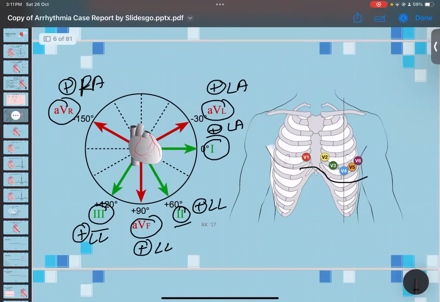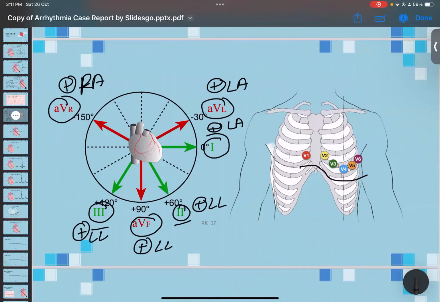So basically what you want to do is memorize these positions, or at least know where exactly the positive electrodes are placed for each lead, right? So you might get questions asking, where is the positive electrode for AVL placed? And the answer would be left arm.